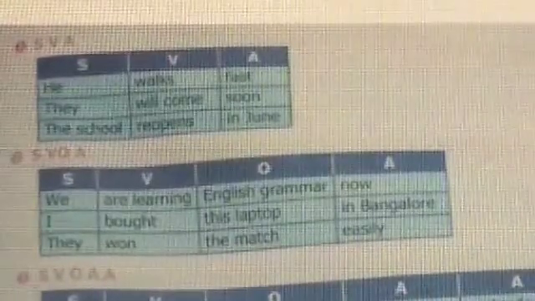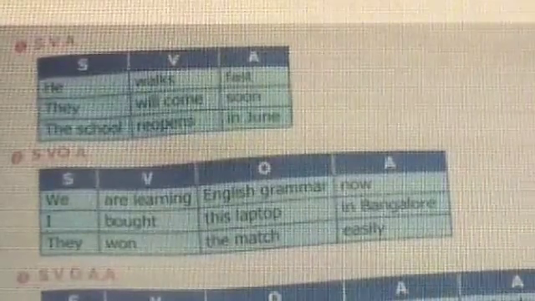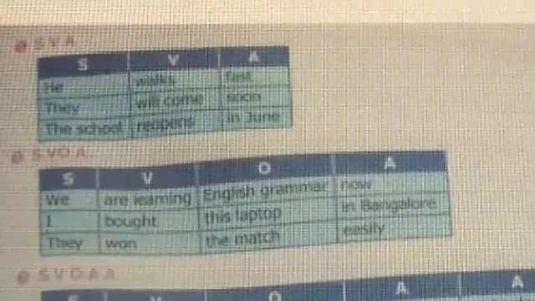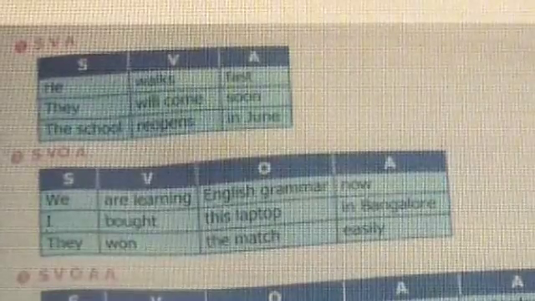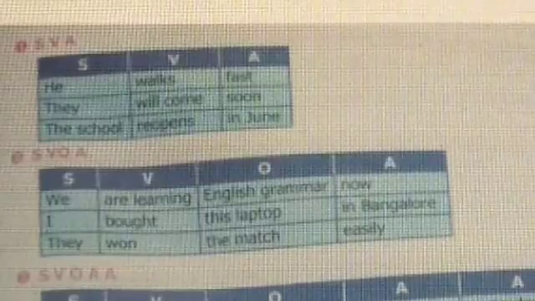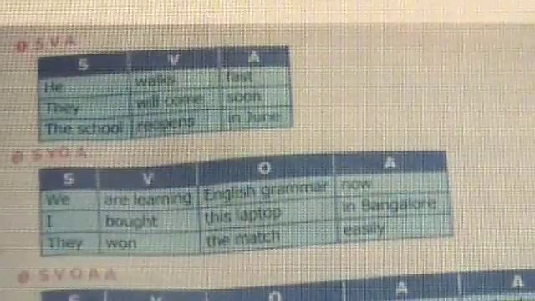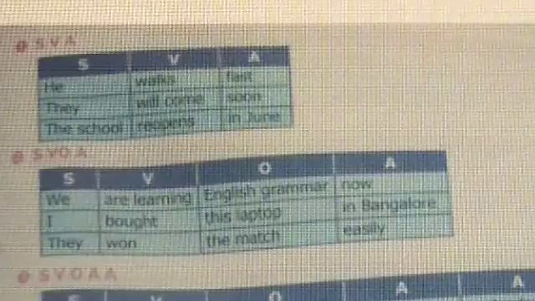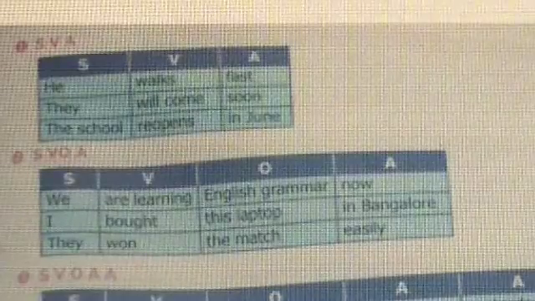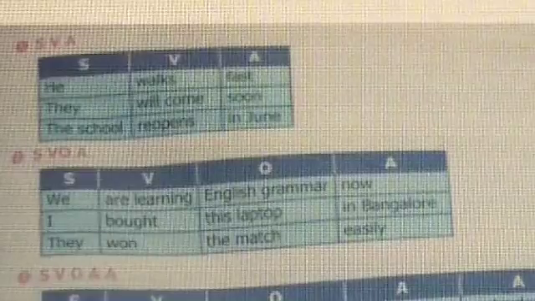Before we see the other patterns, let me tell you about the complements. Complements will always be followed by be verbs, that is am, is, are, was, were. Apart from that, if you find the words look, seem, appear, turn, turns, okay, then complements will be there. Okay, now coming to the other patterns.